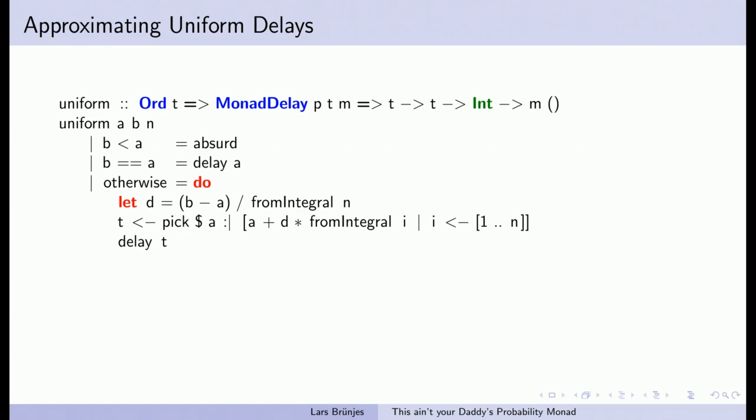So this is just edge cases, so I want a uniform distribution between delay A and B. If the B is smaller than A, this can't happen, and if it's equal, it's just an exact delay. So this is the normal case where it's a proper interval. And then I just take the width of the interval, divide by the number of pieces I want, and use my pick to pick one time in that interval and delay by that time. And that's already relatively pretty much what we can do with that.